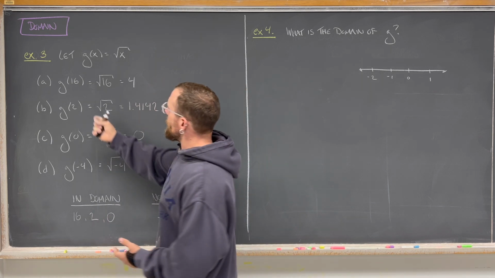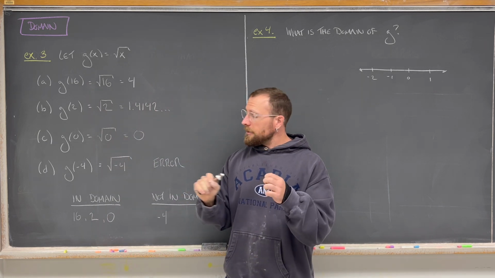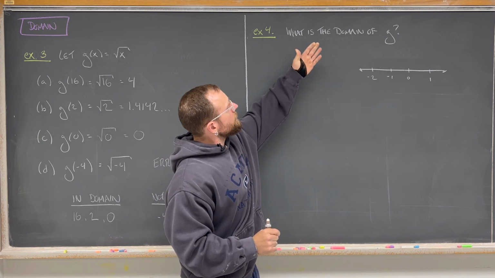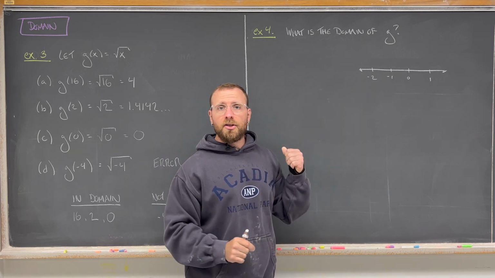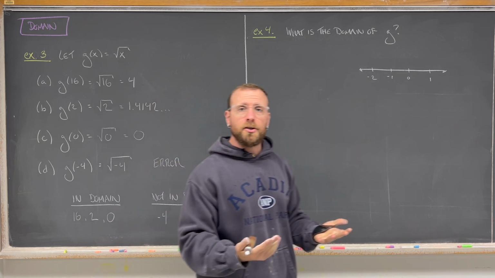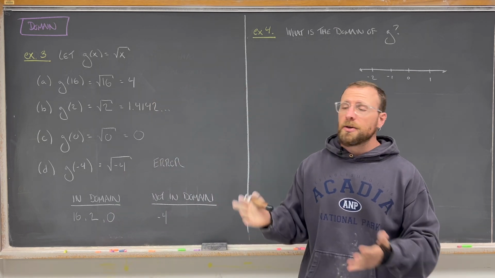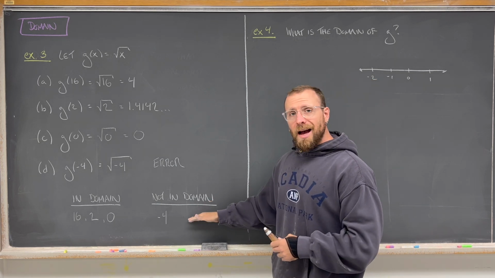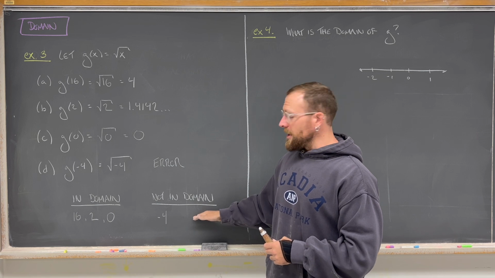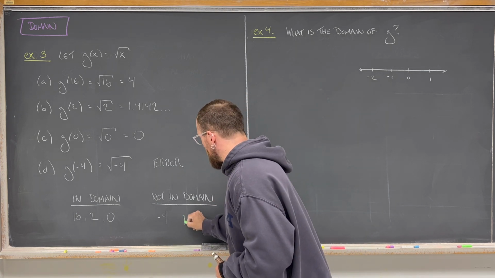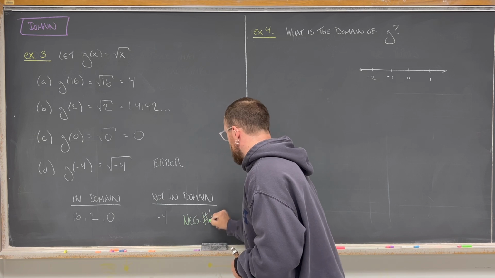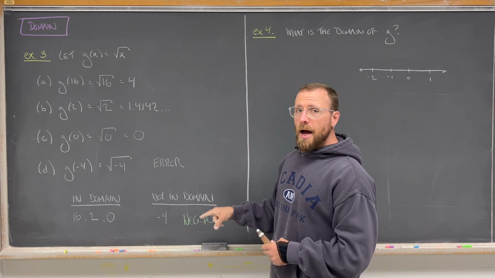So instead of just going one number at a time and checking, is it in the domain or is it not, can you answer just at once, what is the domain of G? What numbers can you plug into this function G? Out of all the real numbers, which numbers can you plug in? Well, we've kind of already said it. The numbers that you cannot plug in, the numbers that are not in the domain, are the negative numbers. Those are the numbers that are not in the domain.